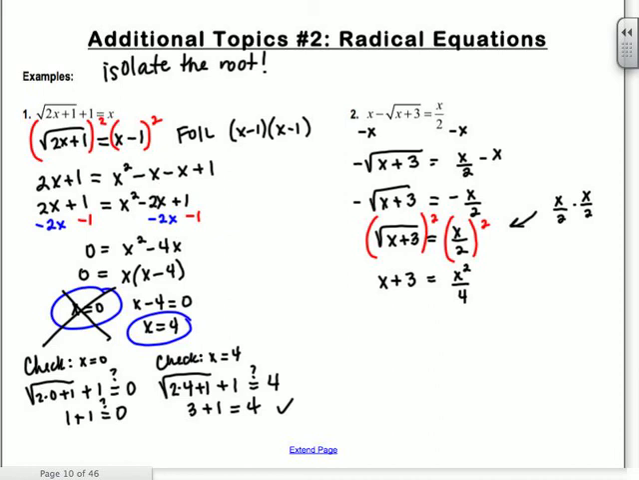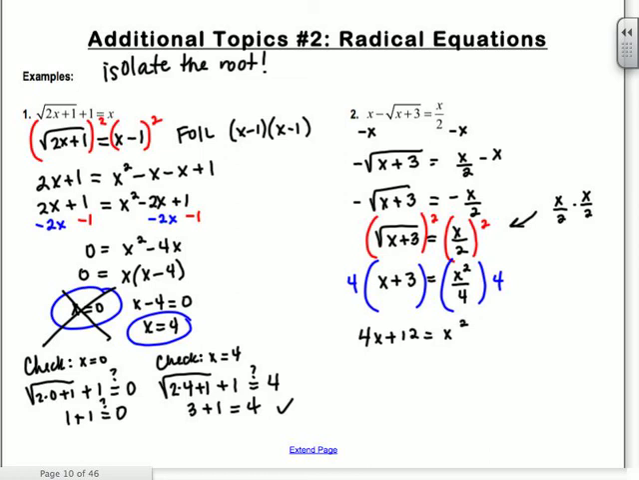Is it bothering you that you have a fraction? If it bothers you, you can clear the fractions. So what could I multiply through by to get rid of my fraction? 4. So let's clear the fraction. I'm going to multiply by 4 on both sides. So when I do, I get 4x plus 12 equals x squared.